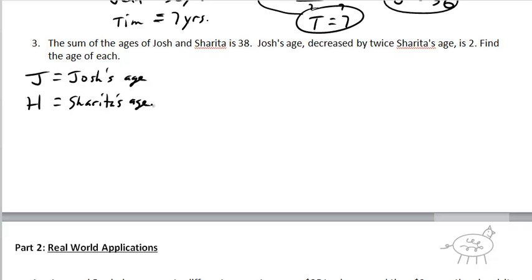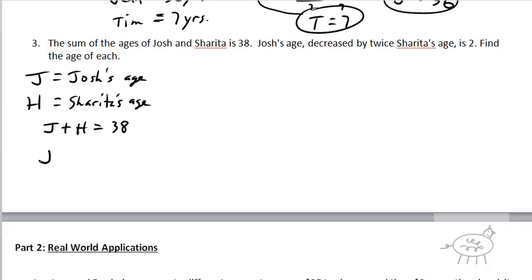Okay, so first of all, they say the sum of their ages is 38. So we'll do J plus H equals 38. That's our first equation. And it says Josh's age decreased by twice Sharita's age.